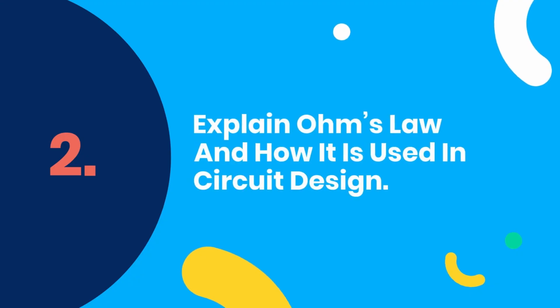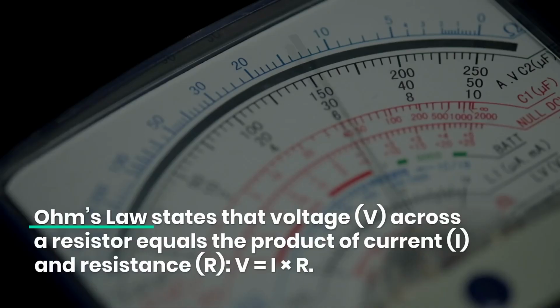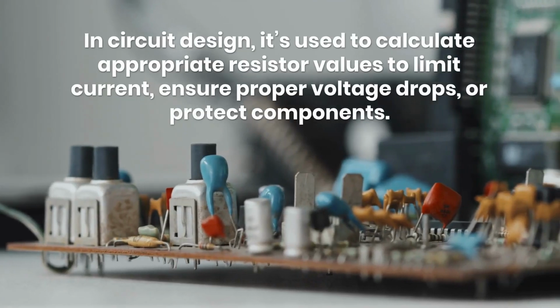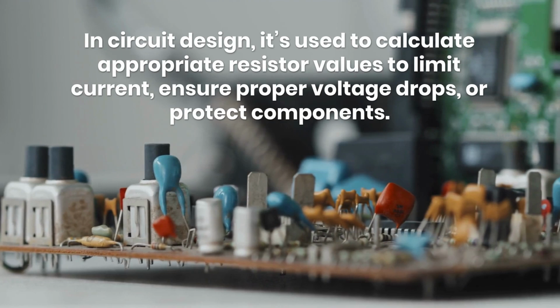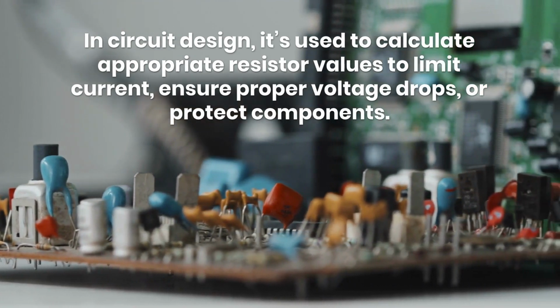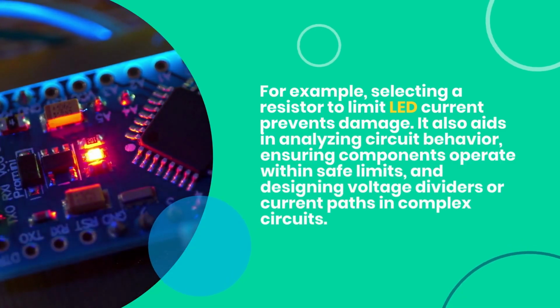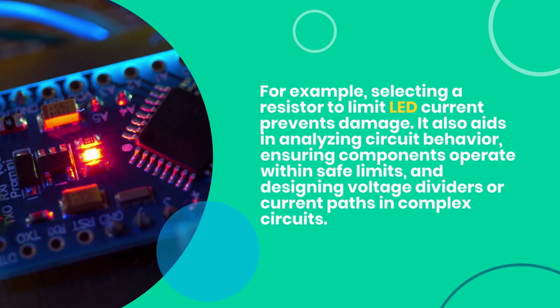2. Explain Ohm's law and how it is used in circuit design. Ohm's law states that voltage V across a resistor equals the product of current I and resistance R: V equals I times R. In circuit design, it's used to calculate appropriate resistor values to limit current, ensure proper voltage drops, or protect components. For example, selecting a resistor to limit LED current prevents damage.